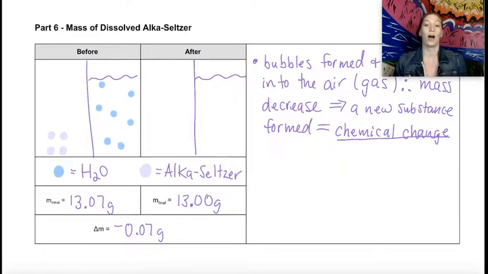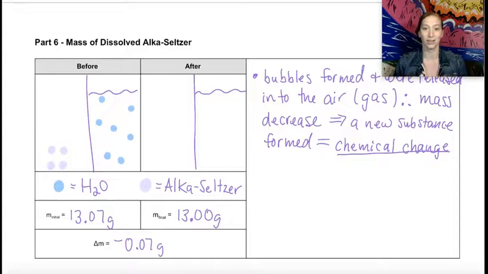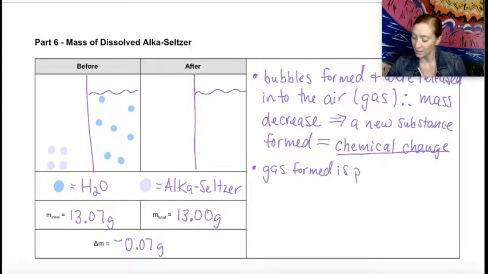The reason why the mass went down is we weren't able to measure the mass of those gas particles on the balance. So I want to make sure that we understand that those particles are still there. They're still present. They just weren't able to be measured. So let's just summarize that. Gas formed is present after, but unable to be measured by the balance.